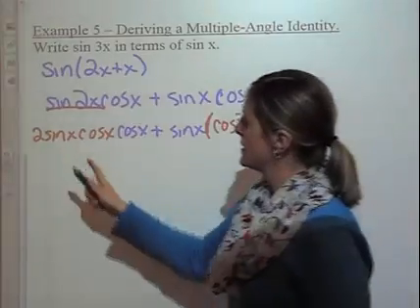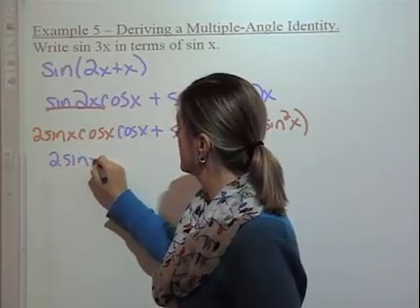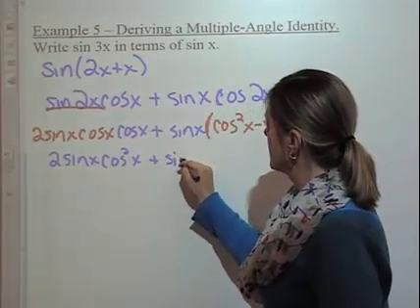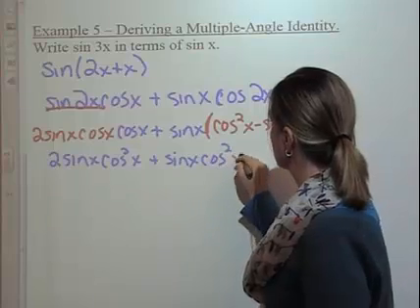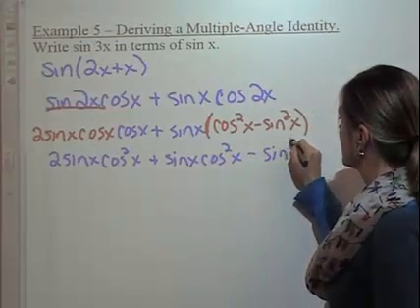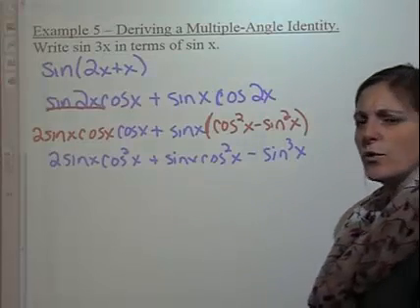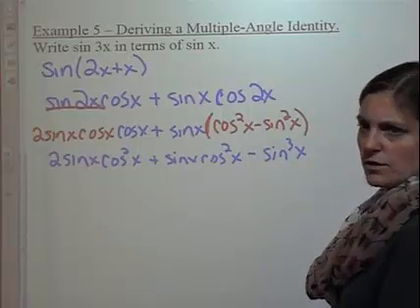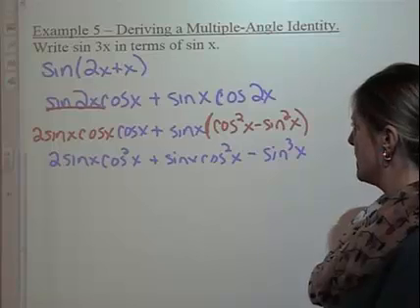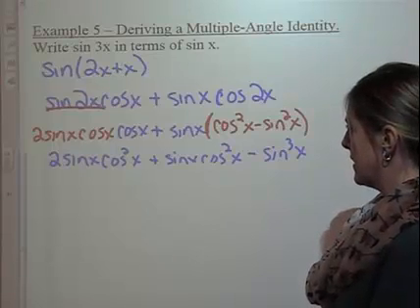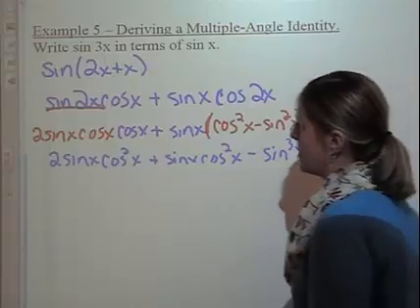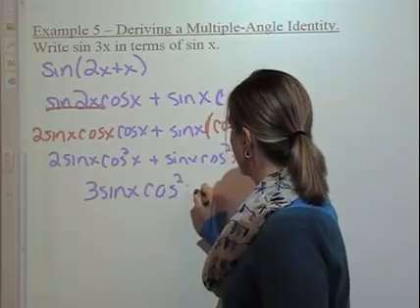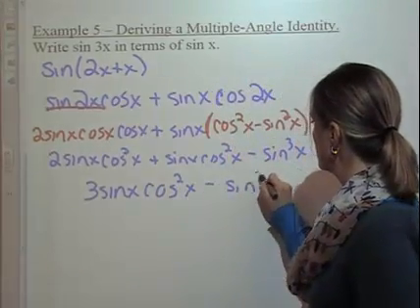All right, so we're going to simplify that a little bit. So we get 2 sine of x cosine squared x. Here we're going to get sine x cosine squared x. And then we'll have minus sine cubed x. All right, so we have 2 sine x cosine squared x plus sine x cosine squared x minus sine cubed of x. Well, let's consolidate these and see what happens. We get 3 sine x cosine squared x minus sine cubed x.